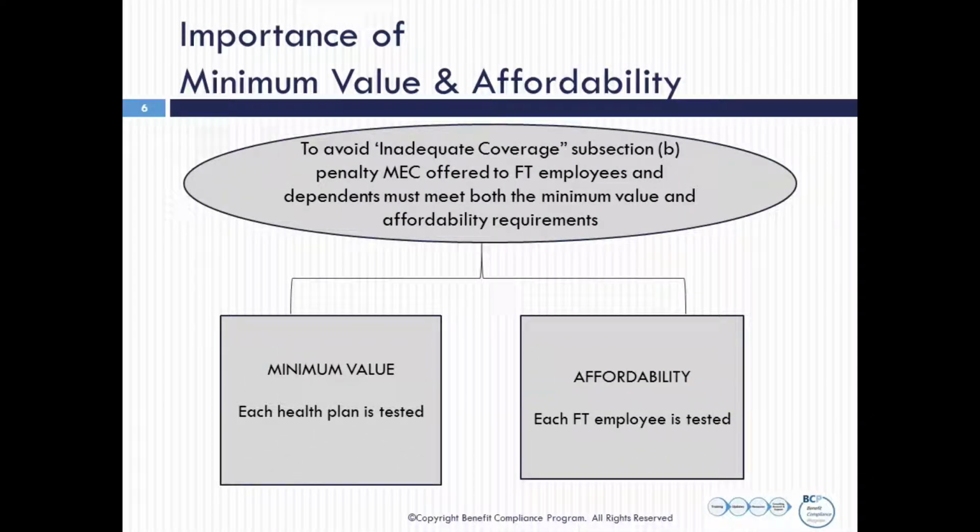Now let's look at minimum value and affordability. To avoid that inadequate B penalty, the minimum essential coverage that you offer your full-time employees and their dependents must meet both of these requirements. Your minimum value is measured for each health plan. That's the value of the plan itself. The affordability is measured for each of your full-time employees. So some may meet it, some may not.